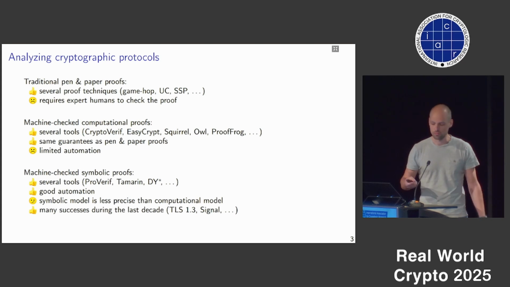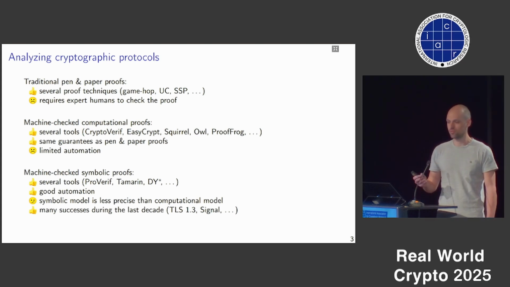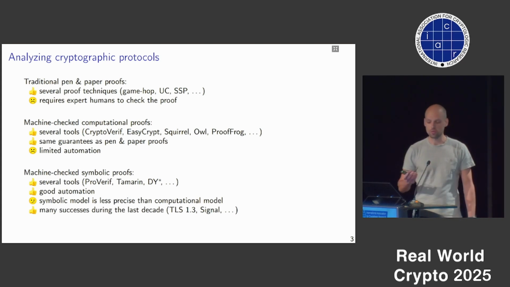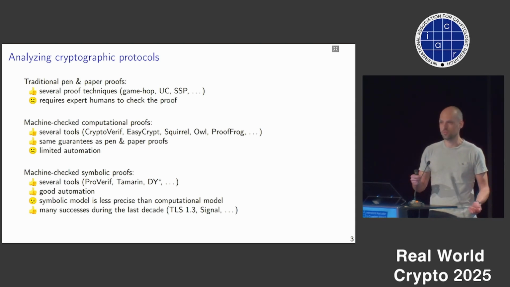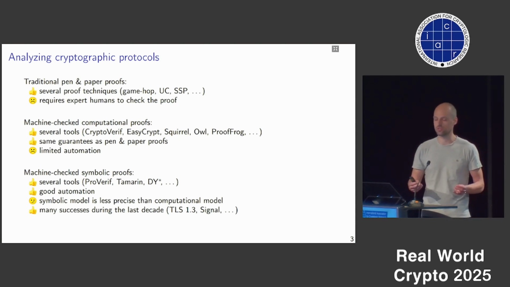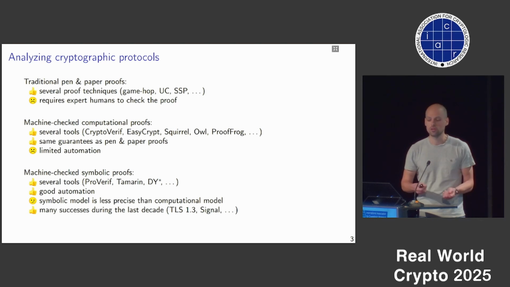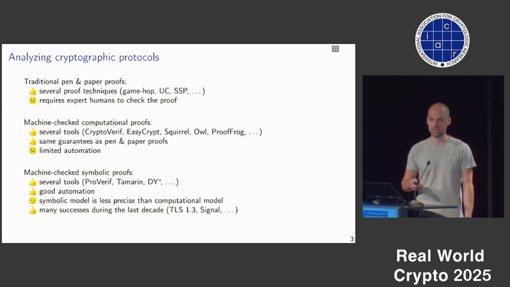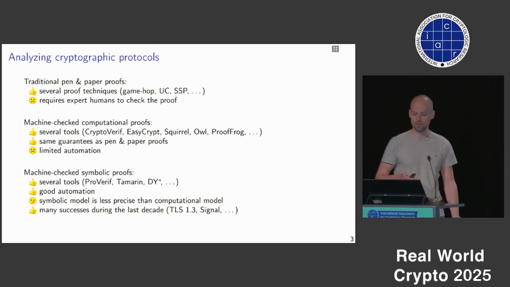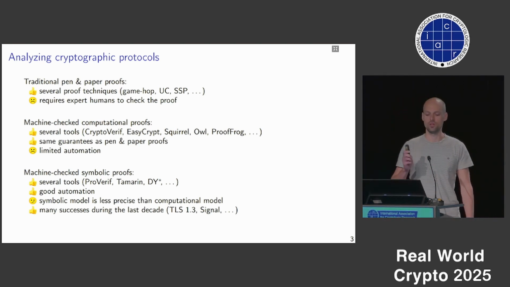To solve this problem, we can use machine-checked symbolic proofs. It has good automation with the trade-off that the symbolic model is less precise than the computational model, but still, symbolic proofs had many successes during the last decade. Hence, we chose this method to analyze MLS.